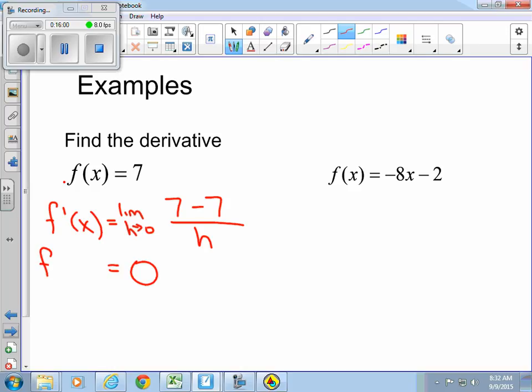So f prime of x is 0. What should we get on this one? If you know the derivative is a slope, what should you get? Negative 8? Everyone agree? We think we should get negative 8. Why? y equals mx plus b. The slope is m. We should get negative 8.